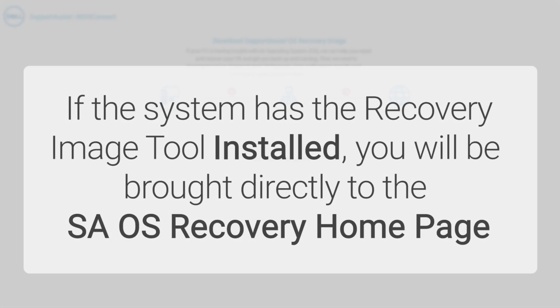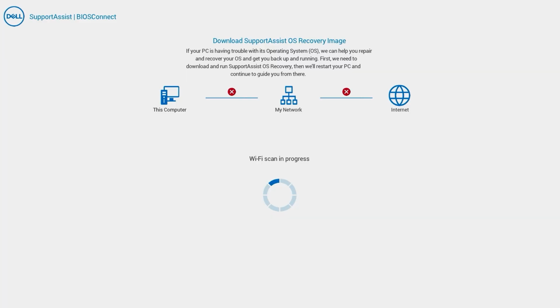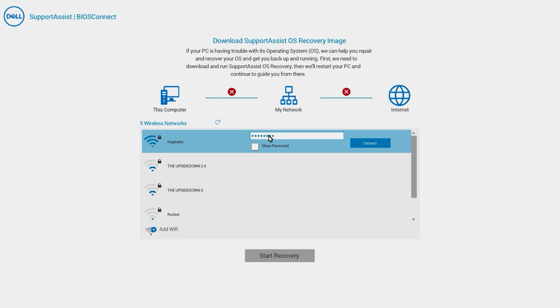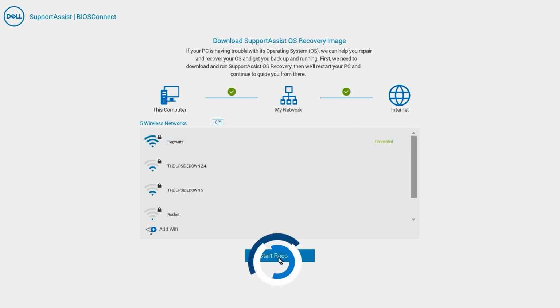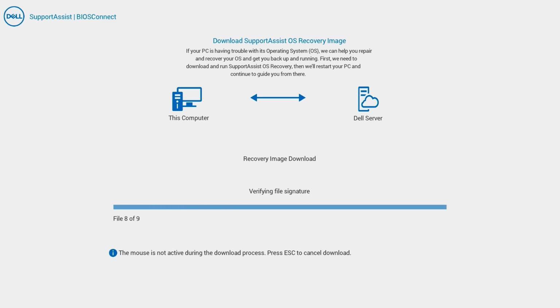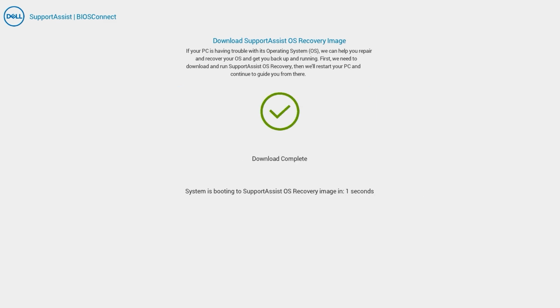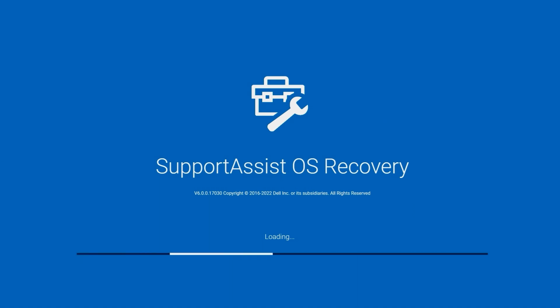If your computer has the Recovery Image tool pre-installed, you will be brought directly to the SupportAssist OS Recovery homepage. If your system does not have the Recovery Image pre-installed, SupportAssist will prompt you to connect to an available internet network. Once you are connected, the app will download the Recovery Image tool for you. Once the image has downloaded, the system will reboot and automatically load the SupportAssist OS Recovery environment.